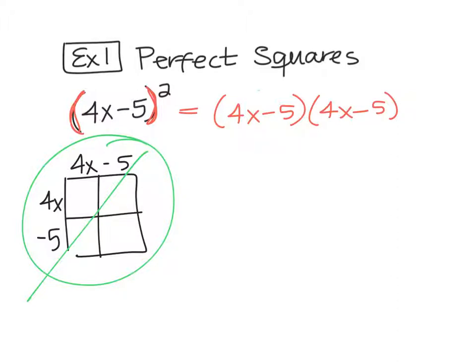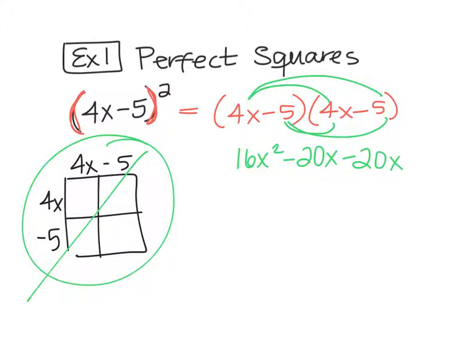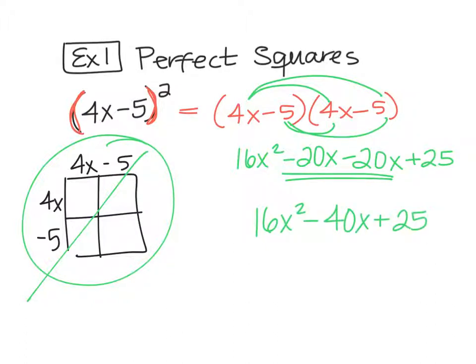But if I go ahead and distribute, so 4x multiplies first, that should give me, let's see, 16x squared minus 20x. All right, now I'm going to distribute my negative 5. So negative 20x plus 25. And then notice the only thing that we have left to combine is this part in the middle. And so my final answer is going to be 16x squared minus 40x plus 25.